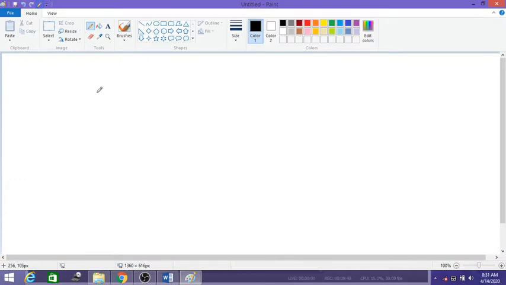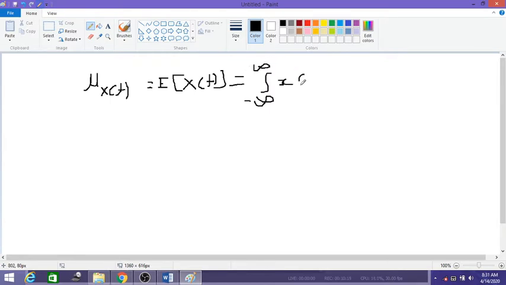So then the mean of a random process is represented as mu x of t, because here the random process depends on time t. It is an expectation of x of t, which is equal to the integral from minus infinity to plus infinity of x with fx of t, its density function. Now it is the density function, it is not just x, it is x of t, of x into dx.